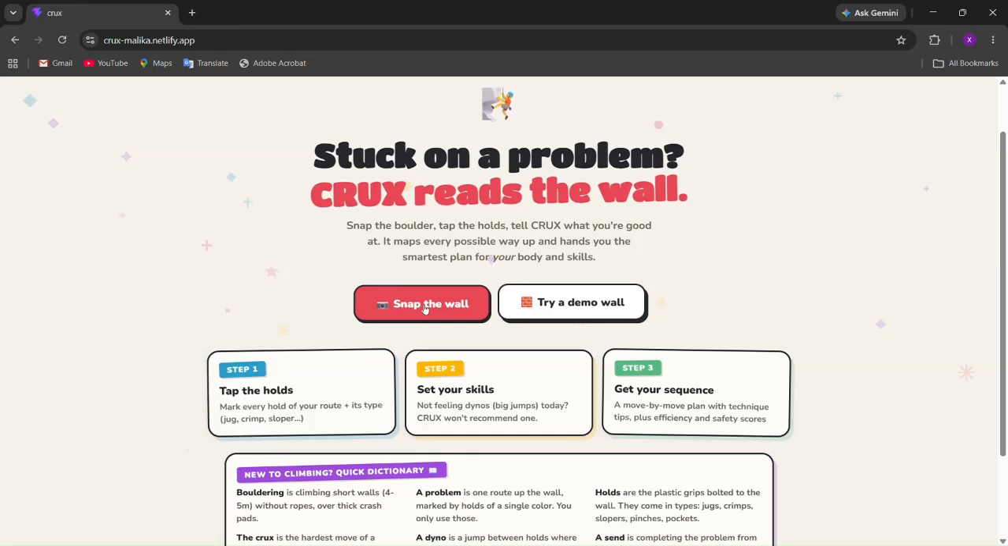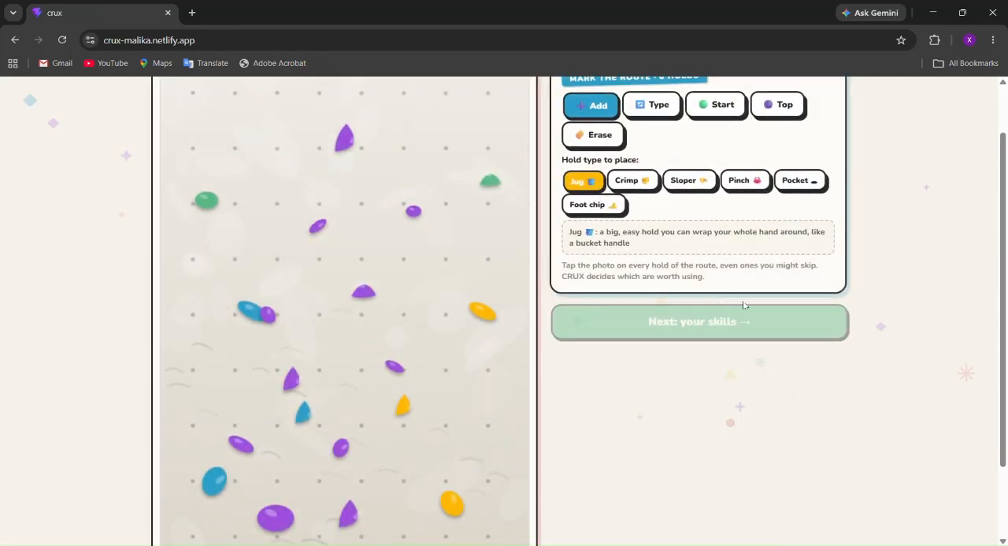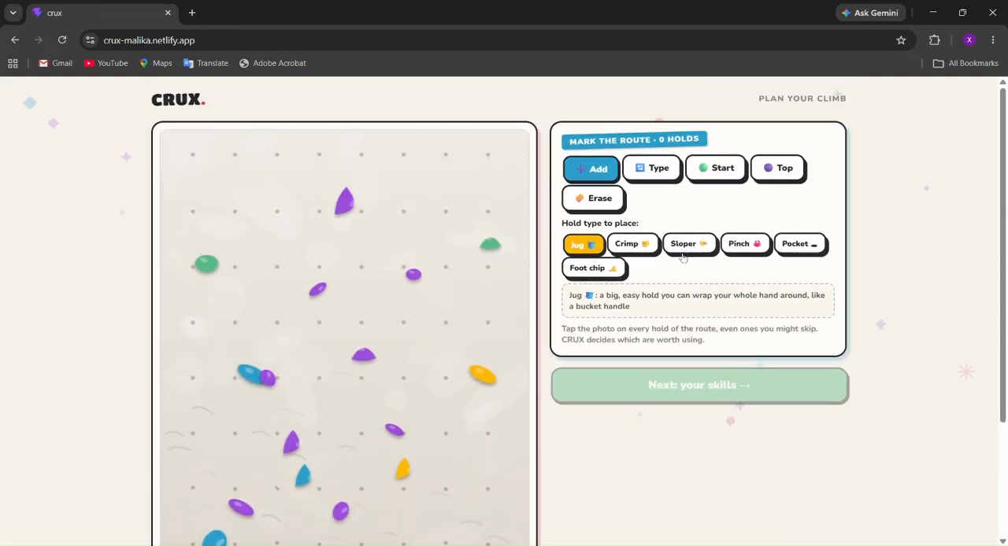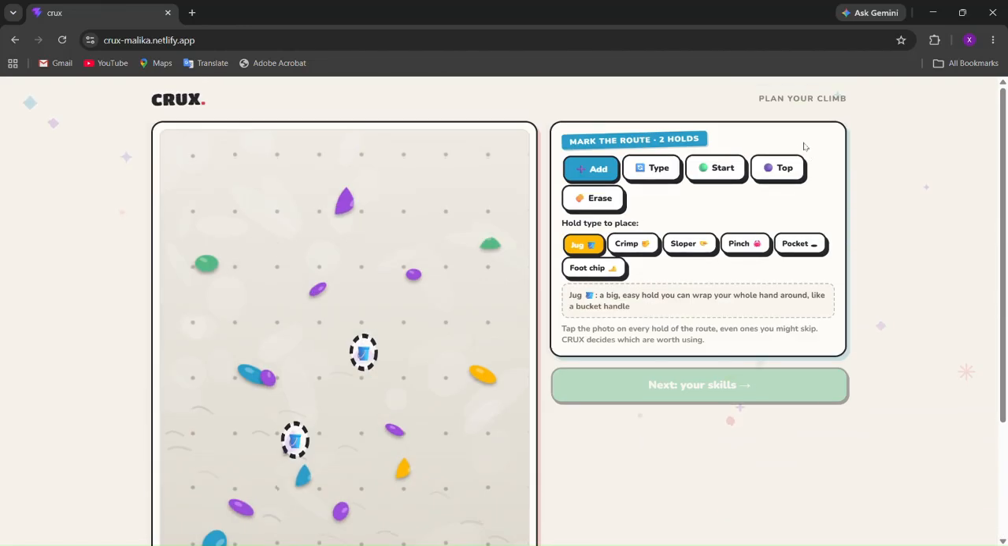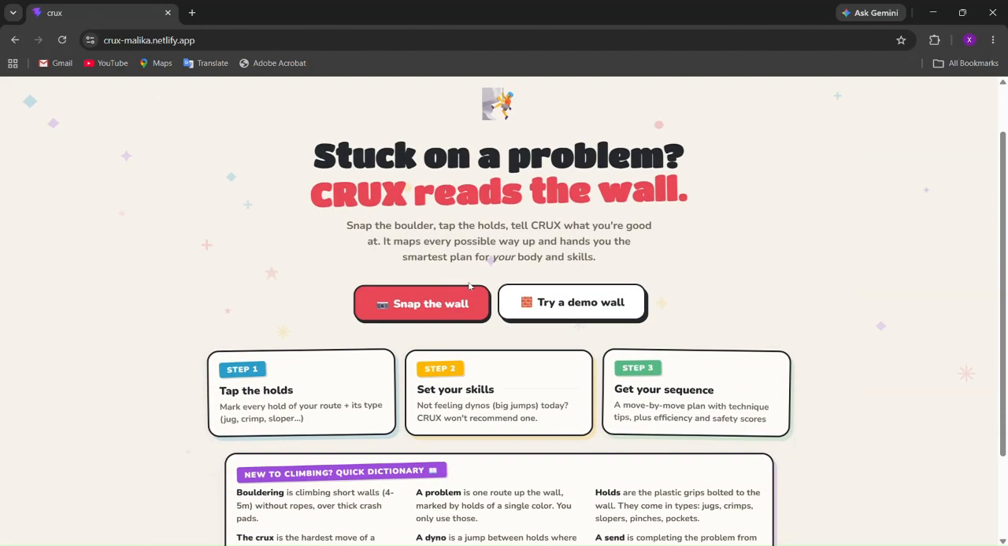So you can try a demo wall here, which is just a virtual wall. I will show all of these details and explain them with an actual image of a boulder wall. Here you can click on snap the wall and then choose a picture of the wall. I will choose one of the pictures that I have saved, for example this wall.